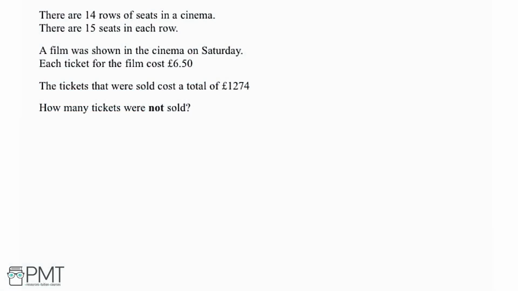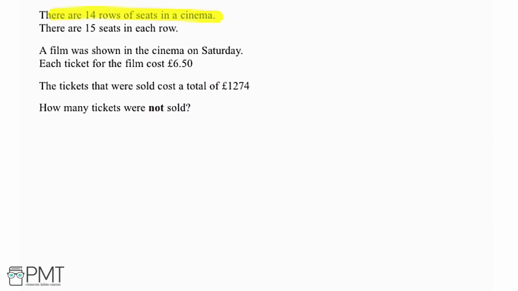There are 14 rows of seats in a cinema, and there are 15 seats in each of those rows. A film was shown in the cinema on Saturday, with each of the tickets costing £6.50. The tickets that were sold cost a total of £1,274. How many tickets were not sold?